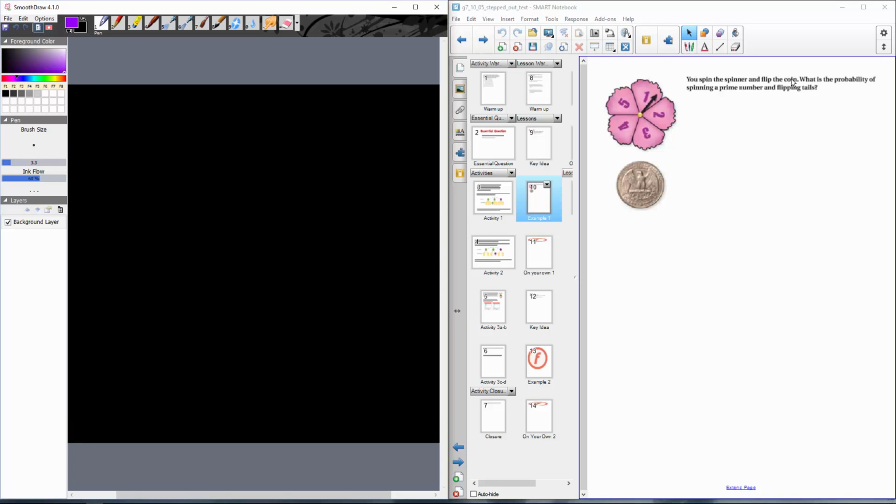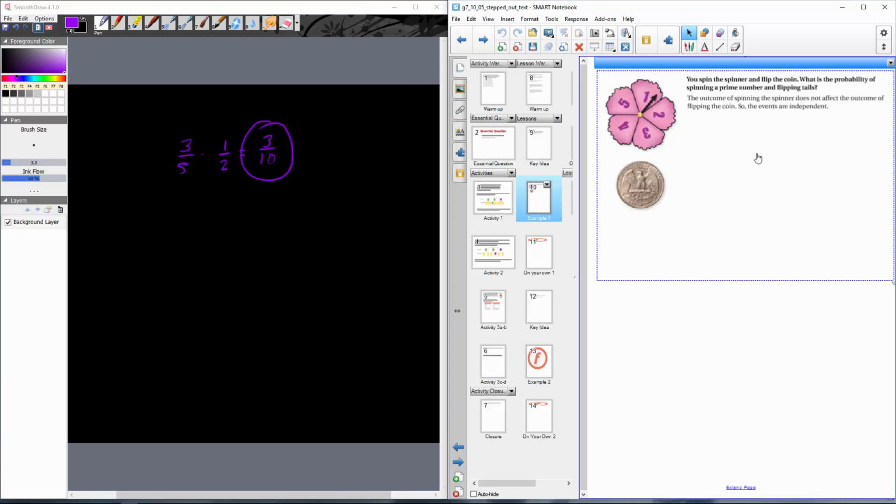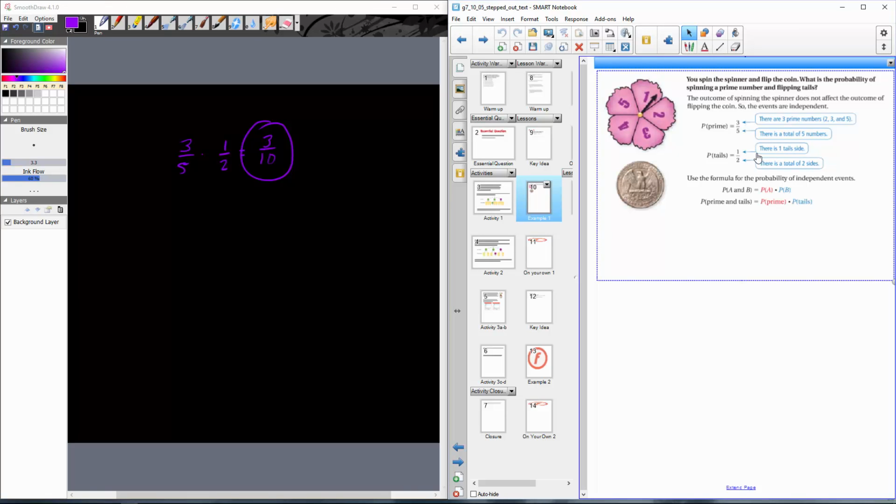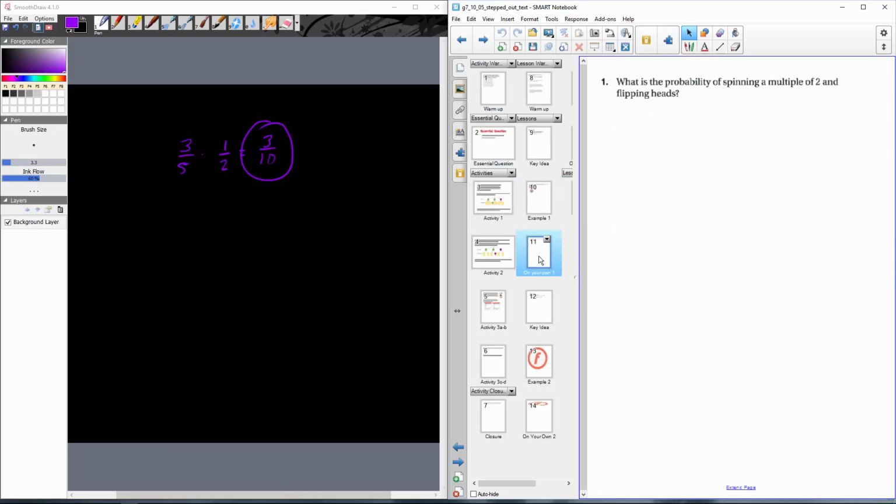So for instance, if I look here, what's the probability of spinning the spinner and getting a prime and then flipping a coin tails? Well, a prime would be 2, 3, and 5. So that would be 3 out of 5 times 1 over 2. I do this, that's a 3 in 10 chance of getting it. Because these are not dependent on each other, I could just multiply 3/5 times 1/2. And when I do this, I get 3/10. I have a 3/10 chance of doing both of those things.